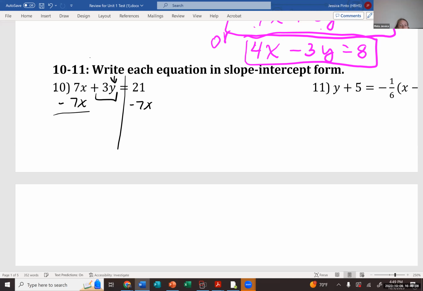Why are we doing it close? Well, that's just how we do it. So the 3y comes down. And then we don't add these together. They're not like terms. So we write negative 7x. And that's a positive 21.